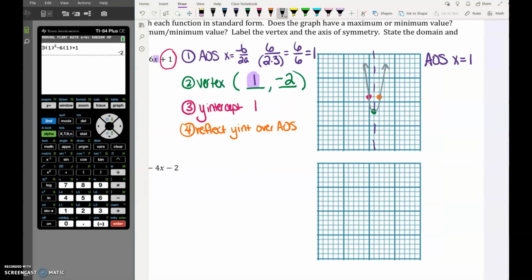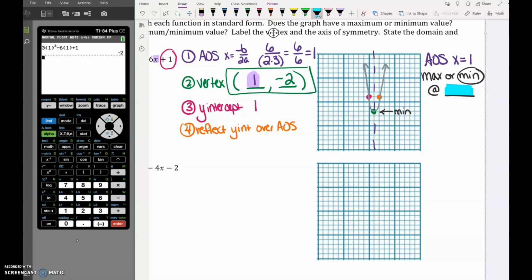On your assignment, it's going to ask you for the axis of symmetry. It's going to ask you for the vertex. So here's our vertex. It's also going to ask you if the graph has a maximum or a minimum and what that maximum or minimum value is. So because our vertex is at the bottom, this would be considered a minimum. So you can circle minimum. And that number is the y value of your vertex. So our minimum is at -2. That minimum is going to help you when you do your domain and your range.